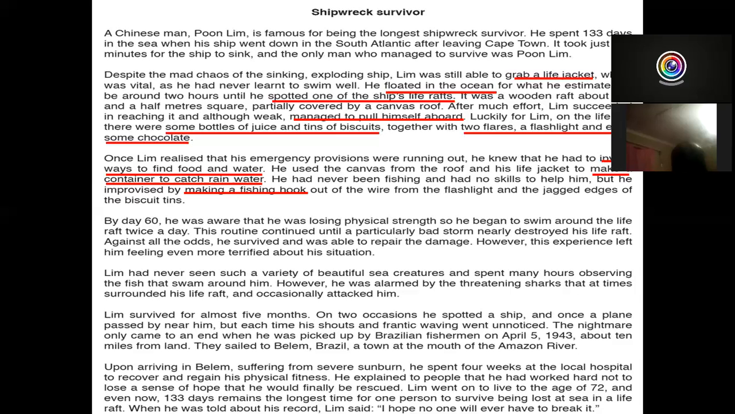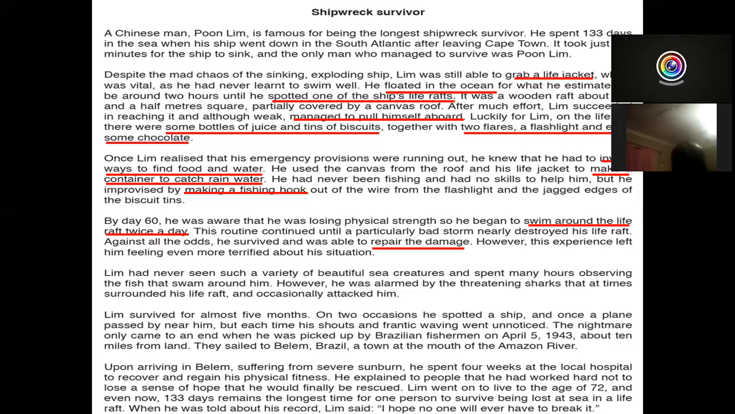Right. By day 60, he was aware that he was losing physical strength, so he began to swim around the life raft twice a day. So he swam around the life raft twice a day. That's how he also managed to survive. This routine continued until a particularly bad storm nearly destroyed his life raft. Against all the odds, he survived and was able to repair the damage. However, this experience left him feeling even more terrified about this situation. So another way he managed to survive was that he repaired the damage.